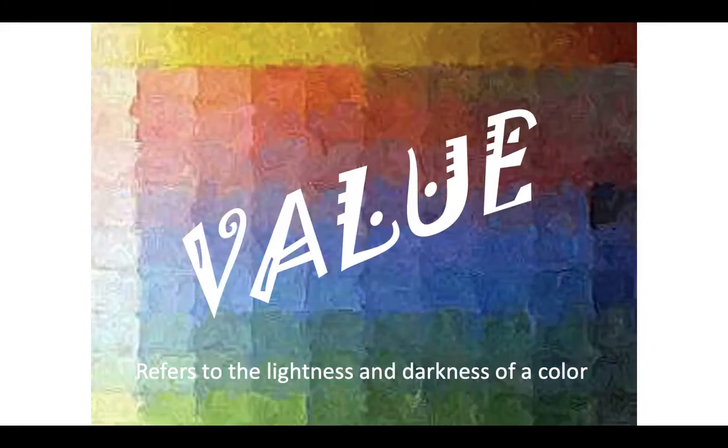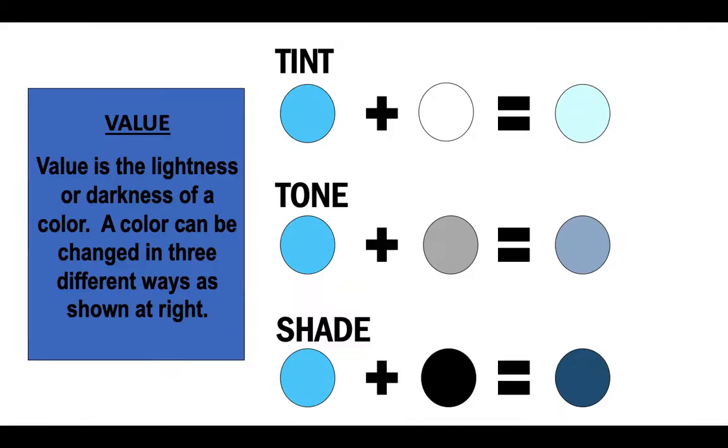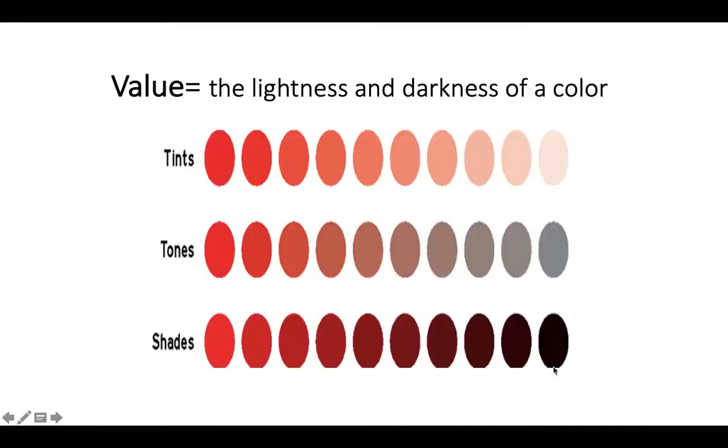And then value, the third property of color, refers to how dark or light a color is, which is really important as well. Whenever you're creating different values, you can create tints, tones, and shades, which we've talked about: adding white, adding gray, adding a darker color to make it darker. Another example of those tints, tones, and shades.